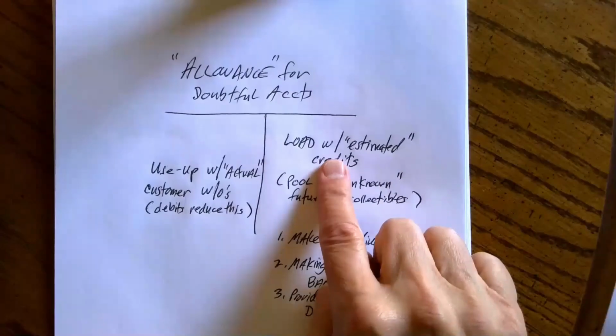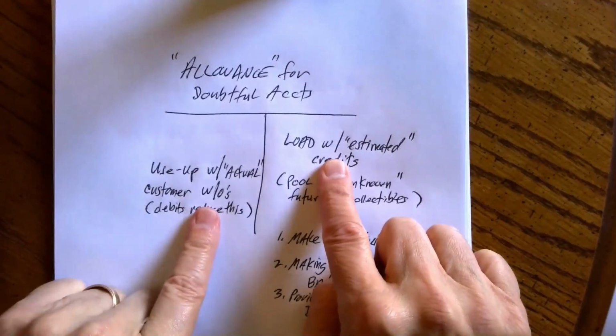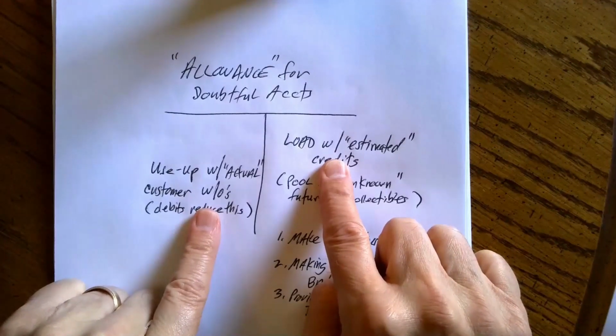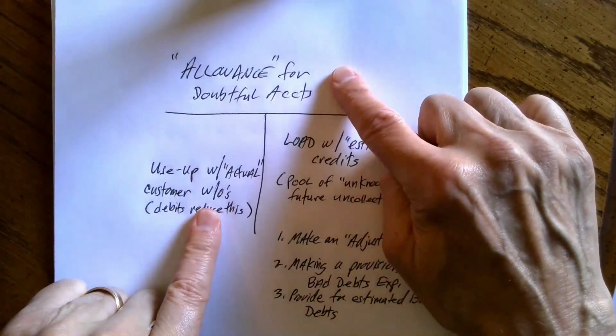Understanding the loading and unloading dynamic will assist in seeing how this allowance account works in Chapter 9.